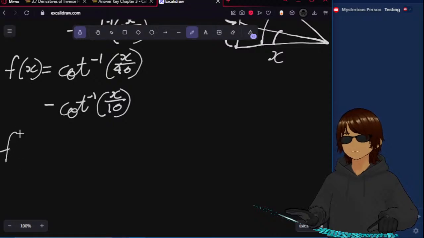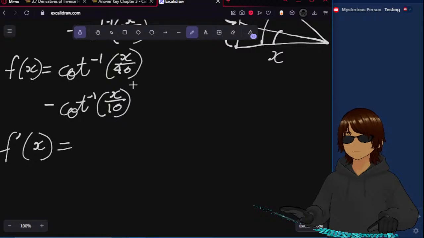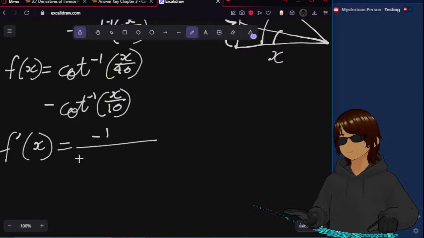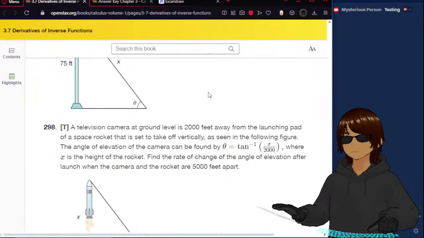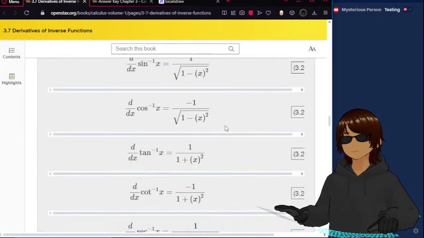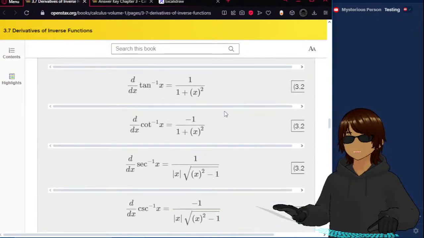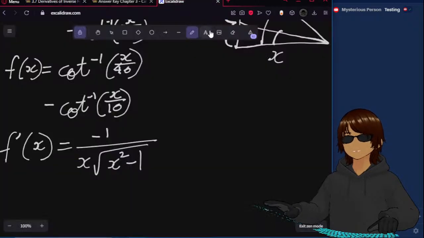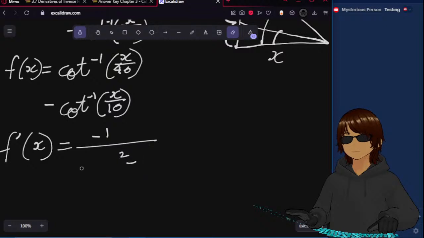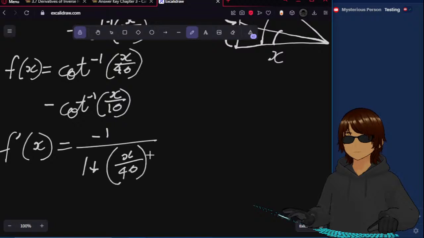And the derivative of this is, I'll try to remember, it's minus 1. Is it this? Cotangent, 1 plus x square. So 1 plus x square, minus and minus cancel.